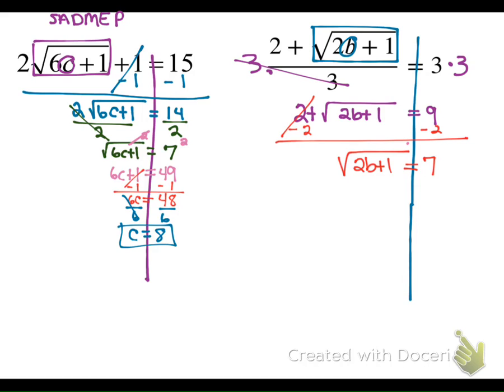Square it. Square both sides. Square and square root cancel. Left side I bring down 2b plus 1. Right side I have 49. And then I'm down to a two-step equation. That's the easy part. Negative 1.